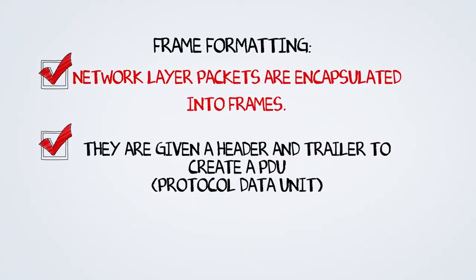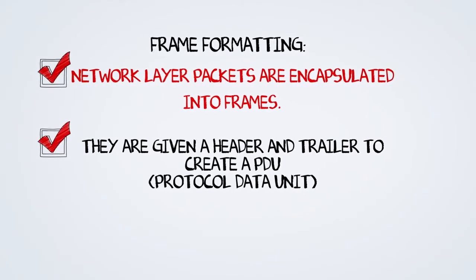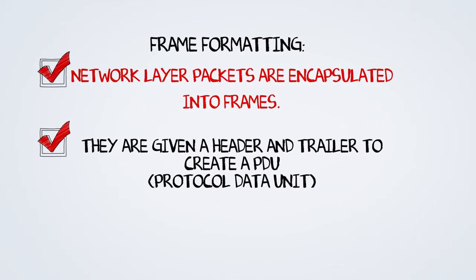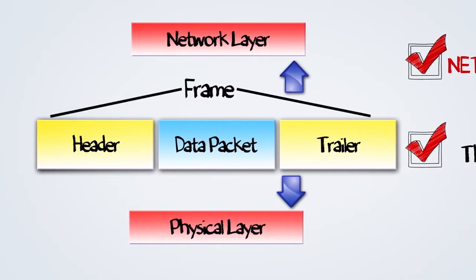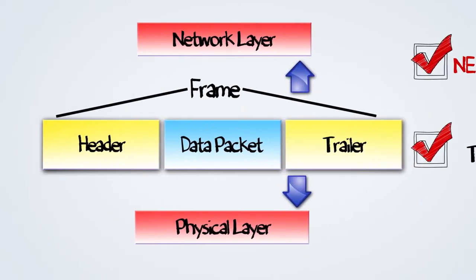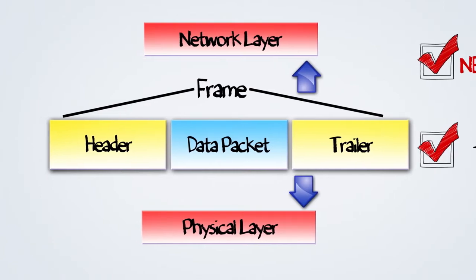In order for data to be sent across the network, network layer packets have to be encapsulated and formatted into frames. In this example, we'll talk about the Ethernet 2 type frame. Ethernet frames are given a header and trailer to create a protocol data unit. As you can see in the illustration, the data packet is taken from the network layer above and fitted with a header and trailer in order to be transmitted through the physical layer and down the network. This is what's known as encapsulation.